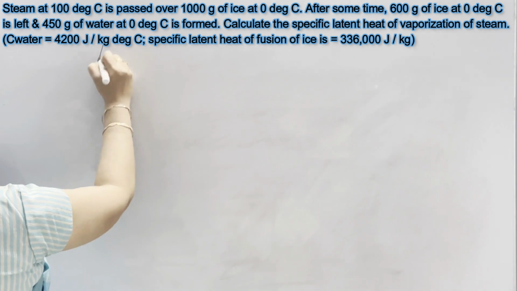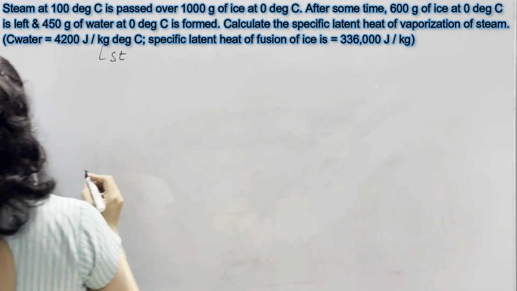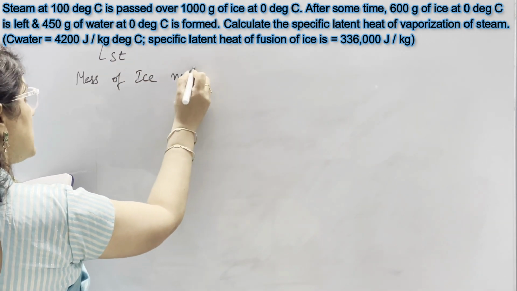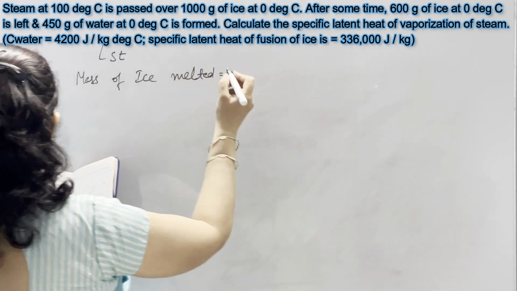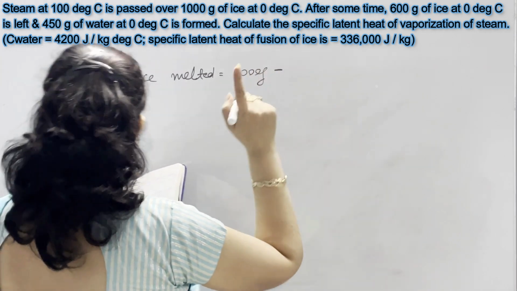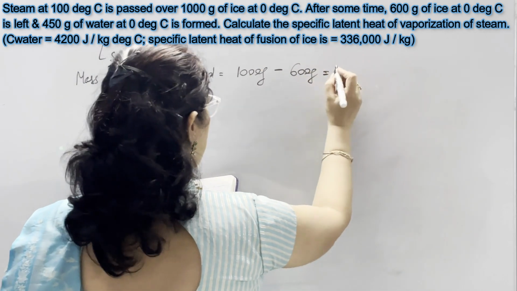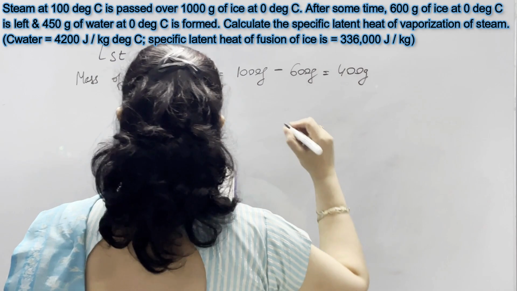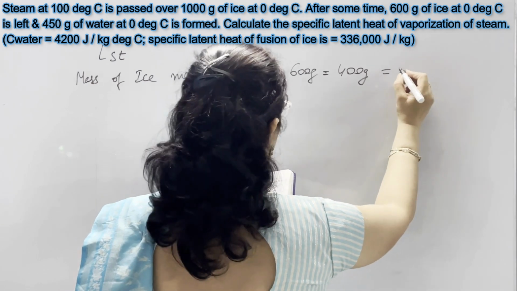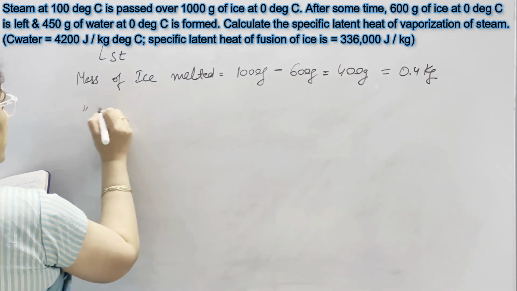So let latent heat of vaporization of steam be L_steam. Now, mass of ice melted. Mass is not given directly. So, mass of ice melted is how much? Initially, the mass of ice is 1000 gram, and then it is given that after some time 600 gram of ice is left. It means the remaining converted into water. So 400 gram has been converted to water. Need to convert into kg because all the values in this numerical are given in kg. So 0.4 kg.